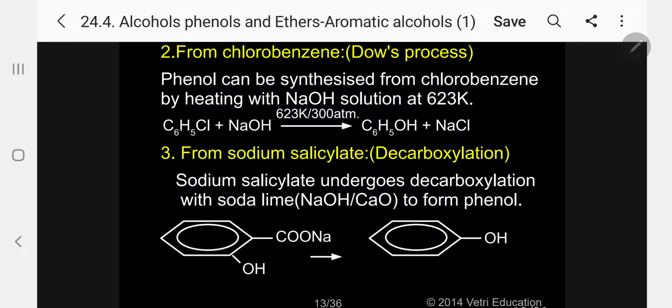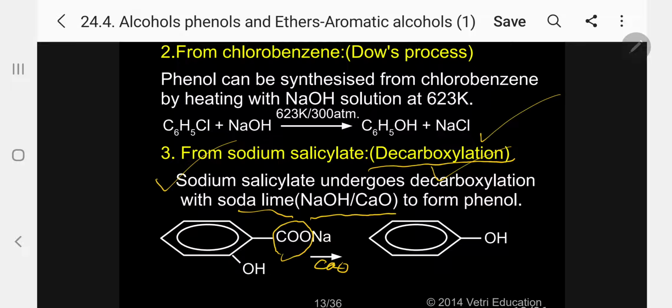The third method, from sodium salicylate. From sodium salicylate we can prepare phenol. The method is called decarboxylation. Sodium salicylate or salicylic acid undergoes decarboxylation with soda lime. What is soda lime? A mixture of sodium hydroxide and calcium oxide. So what is happening now? In the presence of sodium hydroxide, it is converted into sodium salicylate. In the presence of calcium oxide, carbon dioxide goes out, and you get phenol.